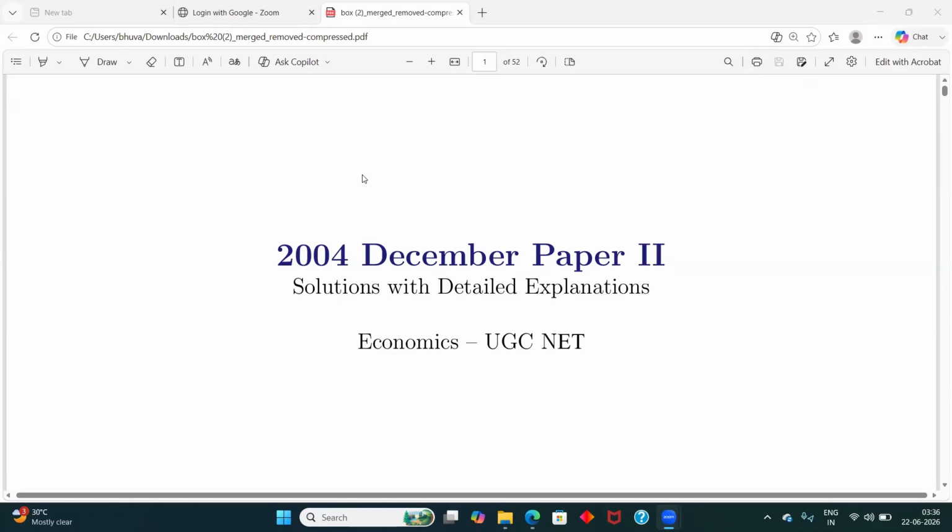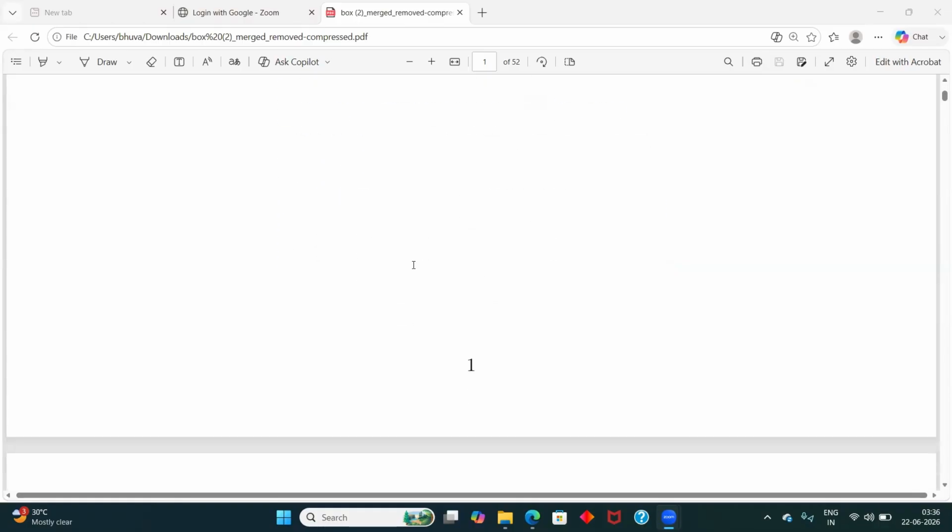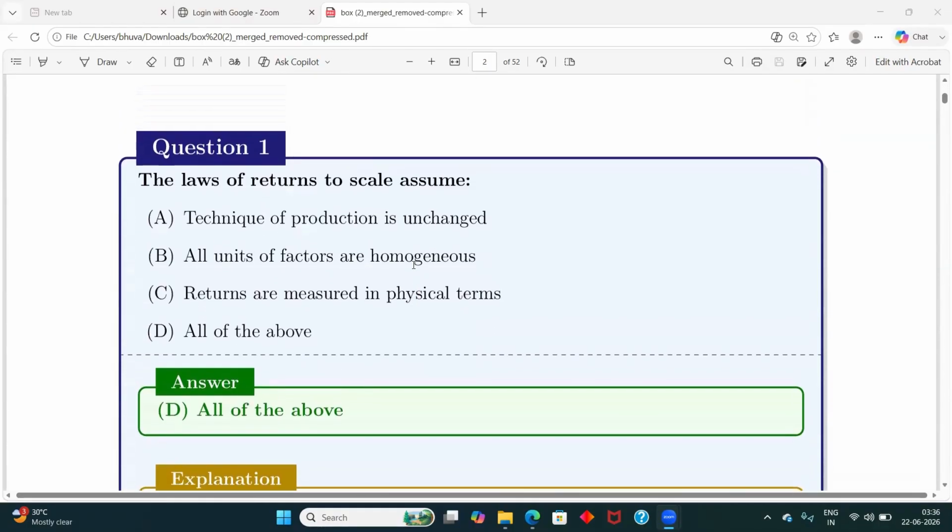So today we are going to discuss 2004 December UGC NET paper 2. Let's begin with question 1. Read the question carefully.